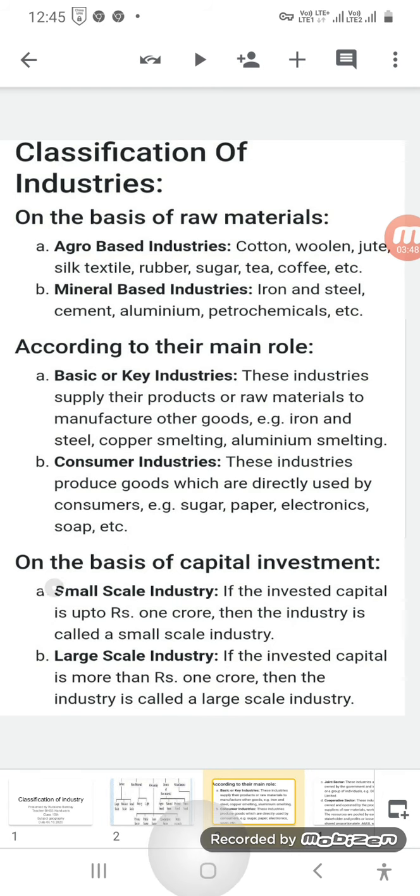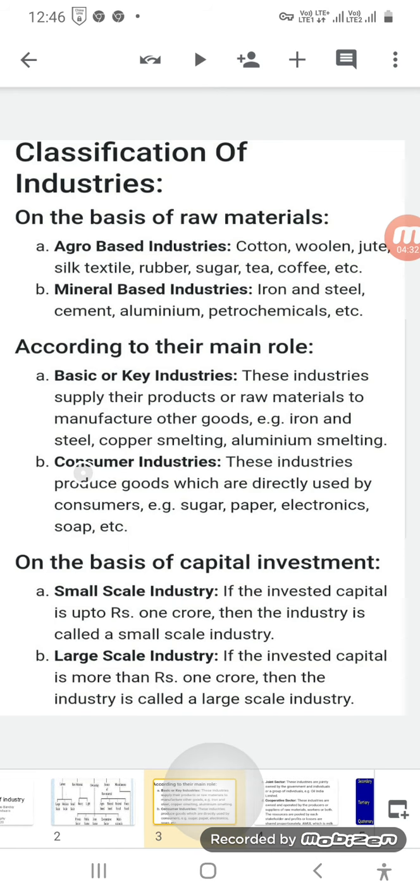And then on the basis of capital investment, how much capital we invest to make these industries functional, we have small scale industry and large scale industry. Small scale industry: when the investment is up to 1 crore only, then the industry is called a small scale industry. That means the total capital used in these industries is up to 1 crore. It could be lower than 1 crore, or it is 1 crore.